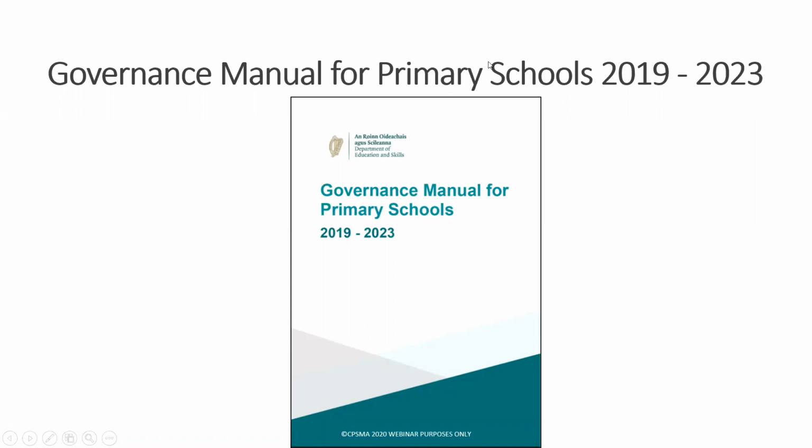Boards of management of primary schools are appointed for a 4-year term. The term of office for current boards of management is from the 1st of December 2019 to the 30th of November 2023. And all boards are required to adhere to the provisions of the Governance Manual for Primary Schools 2019 to 2023. This is the board members' go-to document, and it is important that each member of the board is provided with a copy and that they take the time to become familiar with its contents.